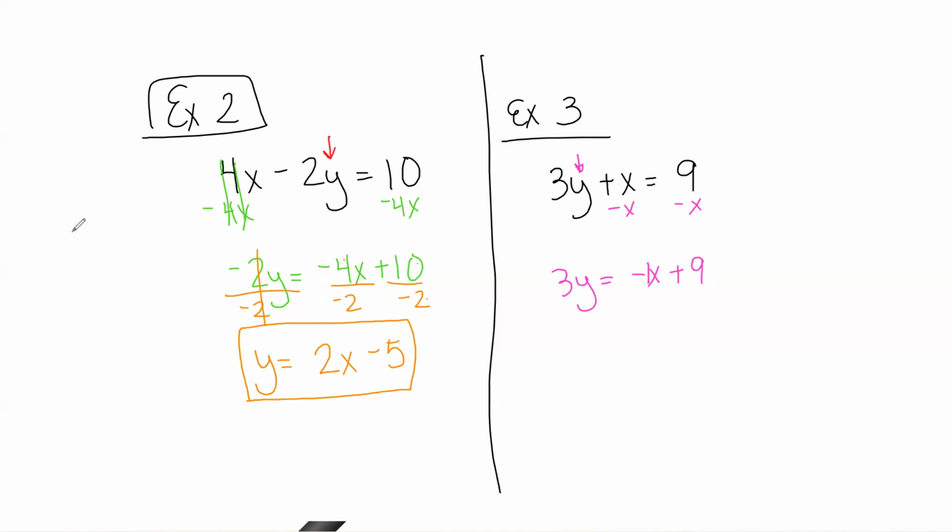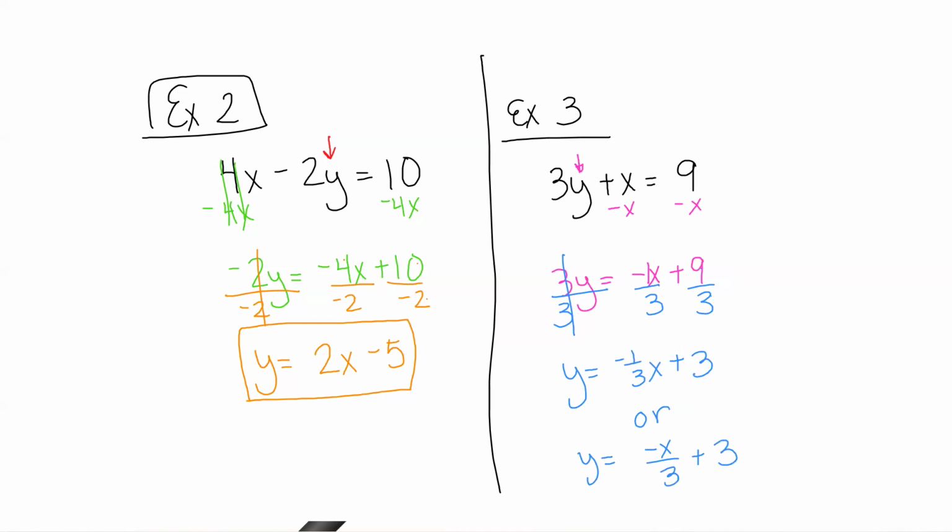And now the y is still not by itself. We need to divide off the 3 to get that. And again, there's an invisible multiply. So let's divide to get the y by itself. Divide all the way across. So y is negative 1/3 x. 9 divided 3 is 3. If you did not put that invisible 1, also acceptable would just be negative x over 3 plus 3.